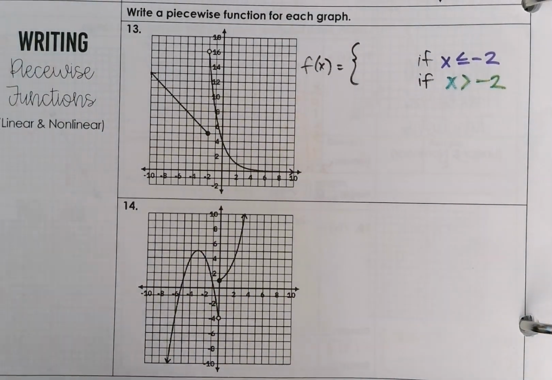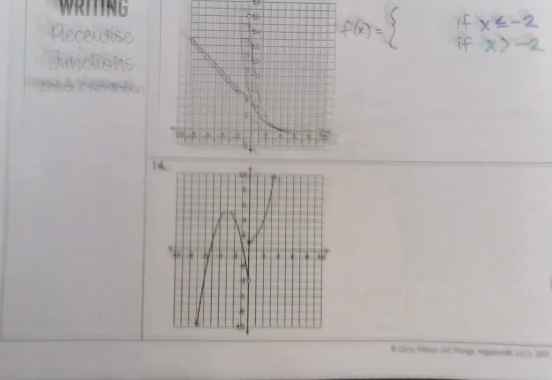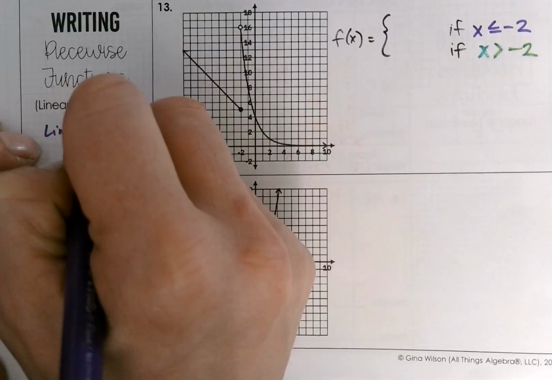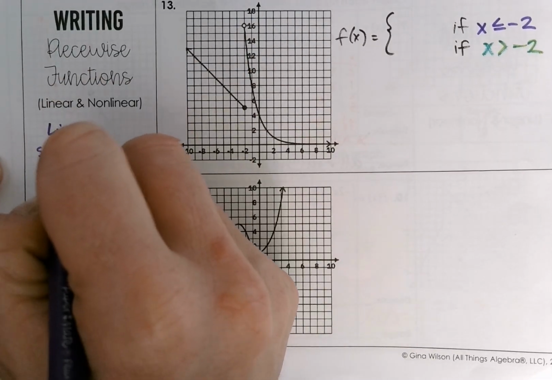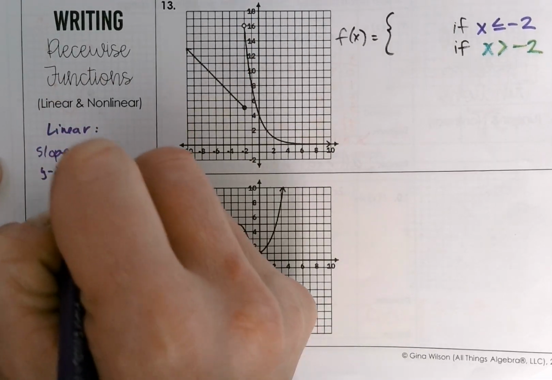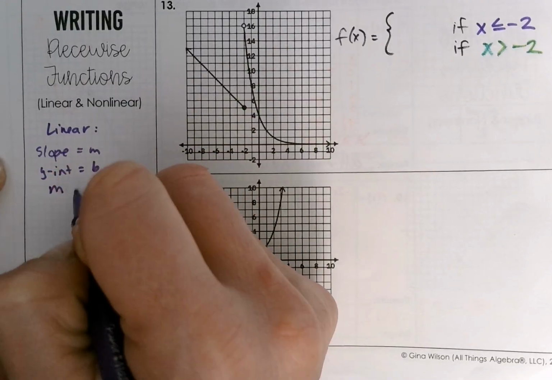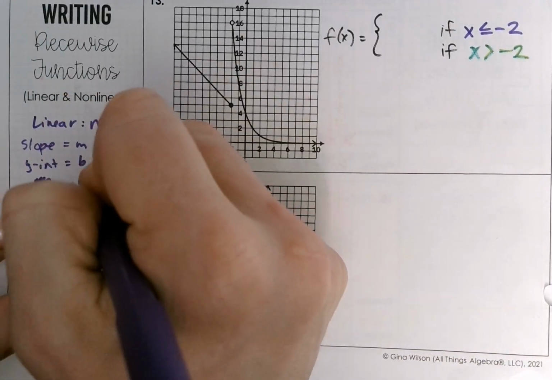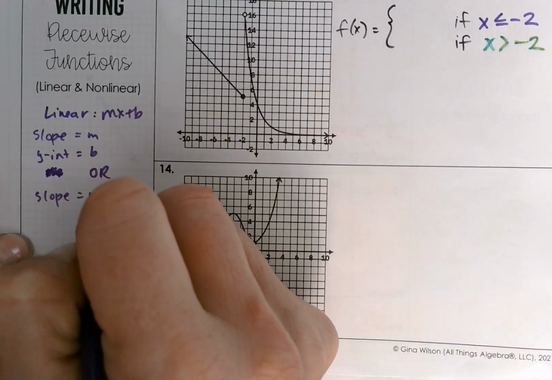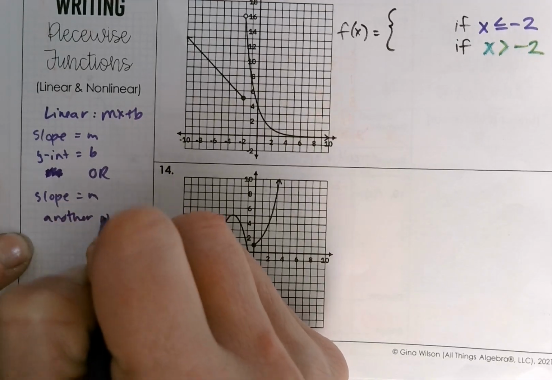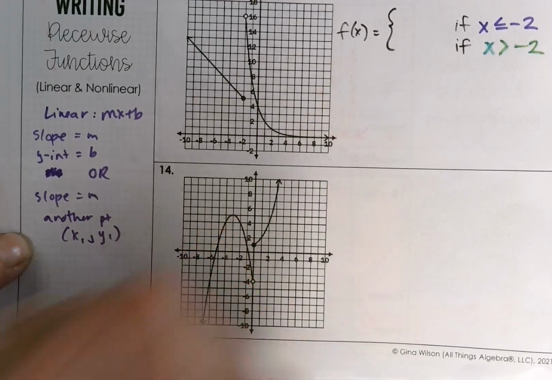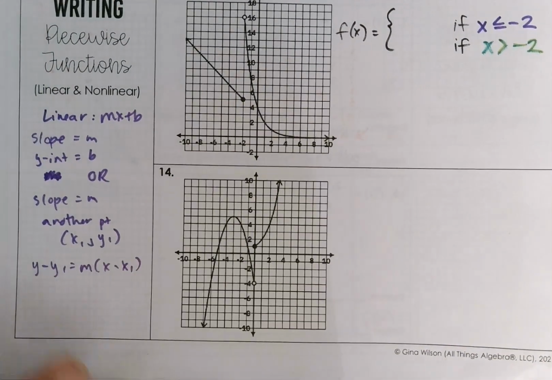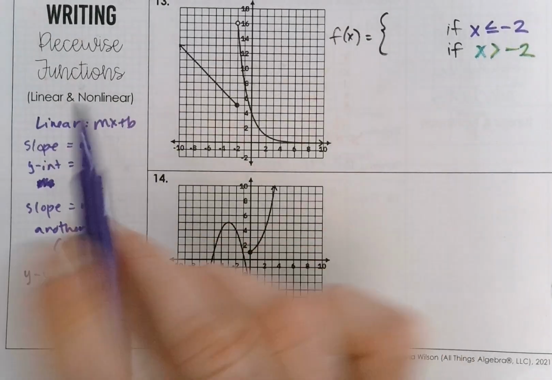Well, there's a couple ways you can do this. When you're thinking of linear equations, you can identify the slope and the y-intercept and write our equation as mx plus b. Or you can identify the slope and another point and plug it into y minus y1 equals m times x minus x1, and then solve into mx plus b.